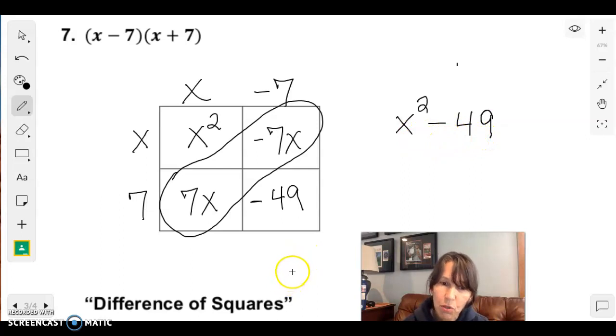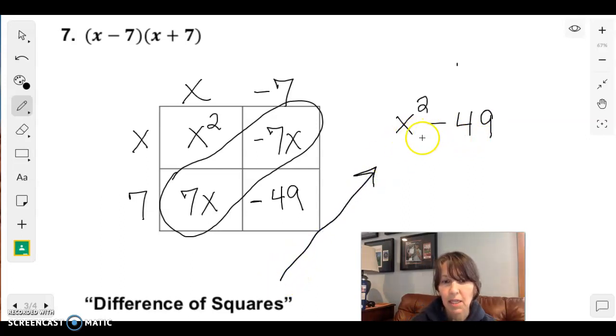So that's where the name comes from, is the product, that the answer is a difference of two squares. The first two were named based on what you were multiplying, not what you got as your answer.